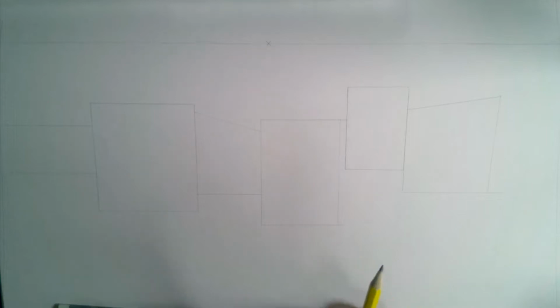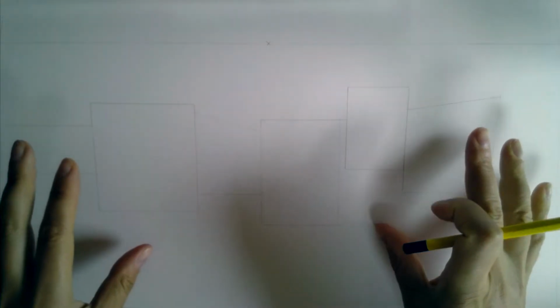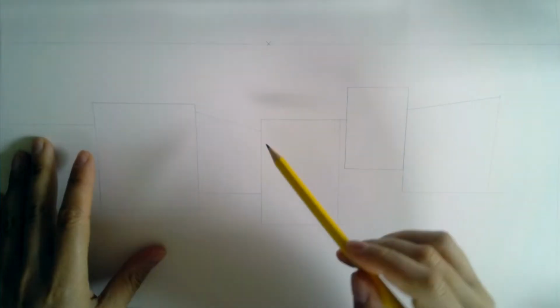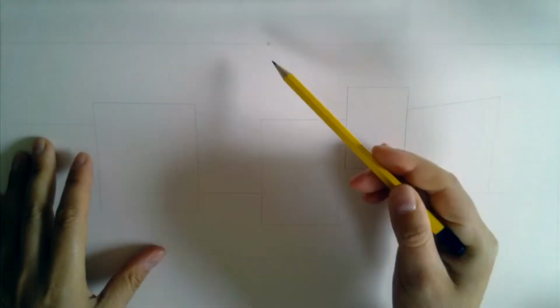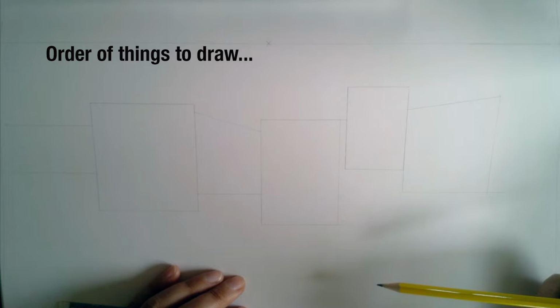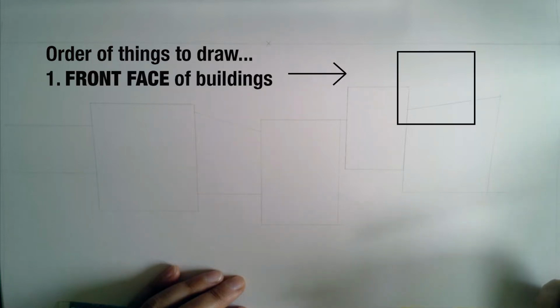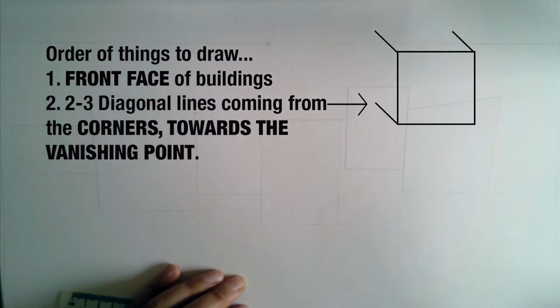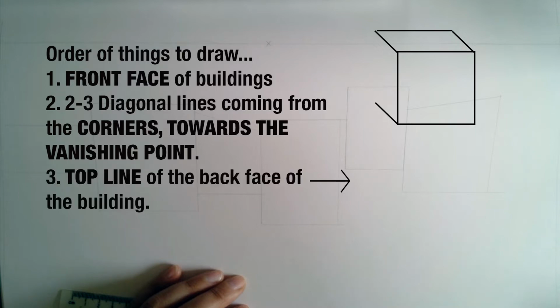Now that I have done my first row of buildings along the middle of my page, I'm going to start making those buildings look 3D using the vanishing point. So the order of the things that you need to draw: we've already done the front face of the buildings. It looks like a square or a rectangle. We're then going to do diagonal lines coming from the corners going towards the vanishing point.